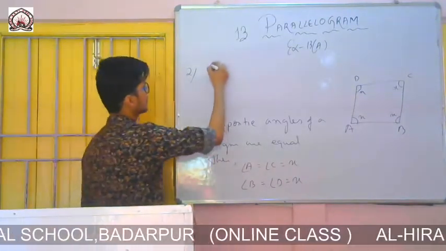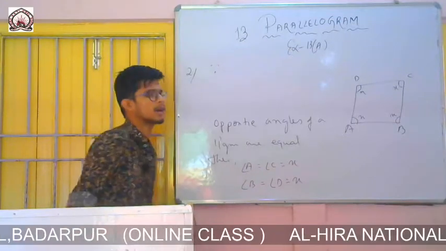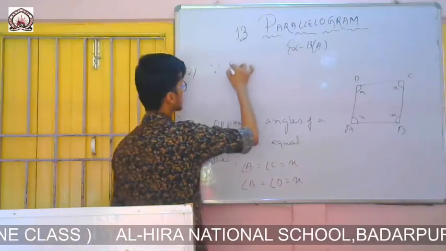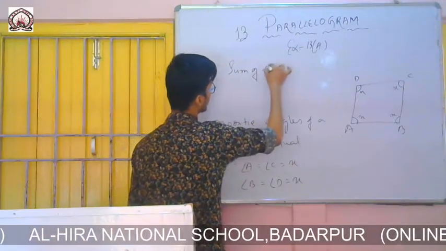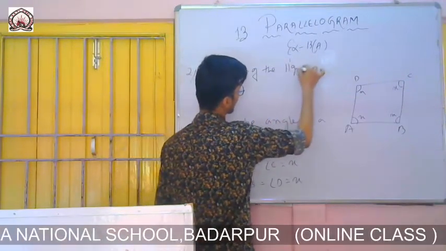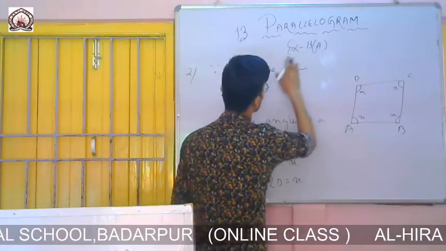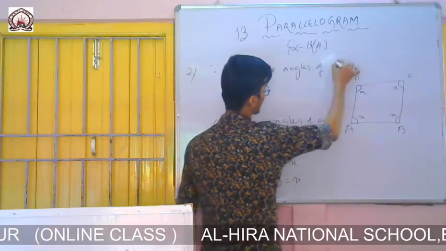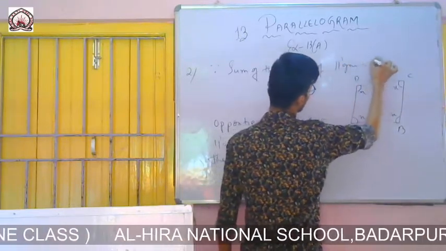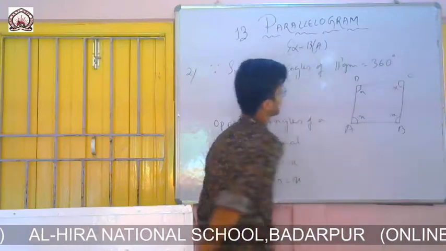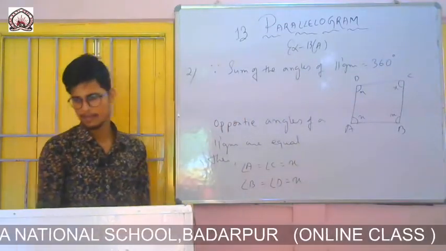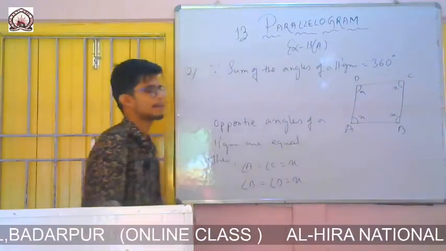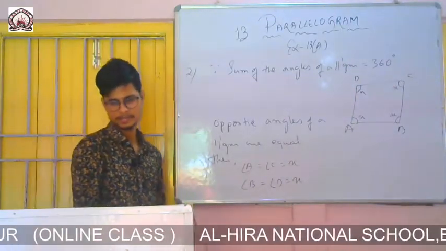So we know that the sum of the angles of a parallelogram is 360 degrees. Sum of the angles of a parallelogram is equal to 360 degrees.